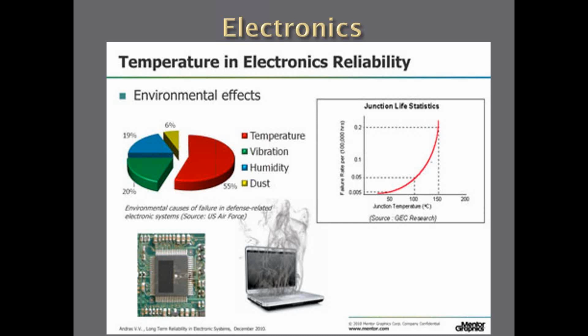Temperature and electronics. What can we do with electronics on PMs? Well, temperature has a huge effect. But here, they show most electronics failures, 55% is due to temperature, vibration is 20%, humidity is 19%, dust is 6%.